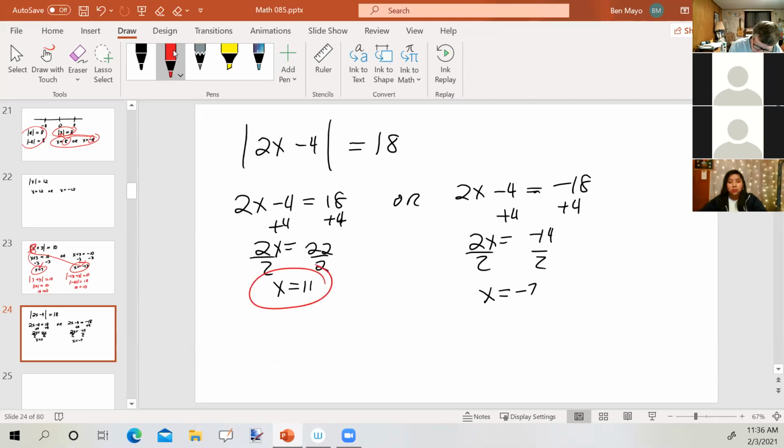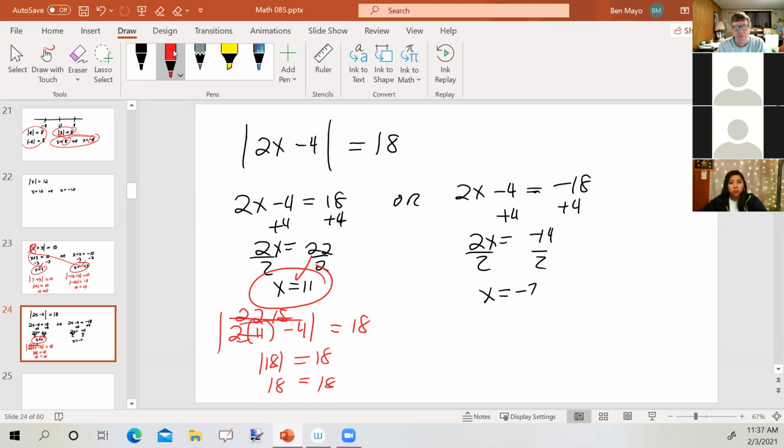Let's check our work. If x is 11, we get the absolute value of 2 times 11 minus 4 equals 18. Well, 2 times 11 is 22, and 22 minus 4 is 18. So we get the absolute value of 18 equals 18. Therefore, 18 equals 18 and x equals 11 is a solution. Let's take x equals negative 7 and plug that into the original equation. We get the absolute value of 2 times negative 7. Let's fix that.